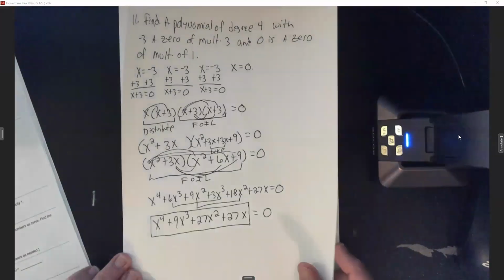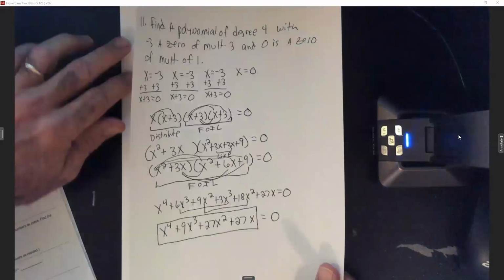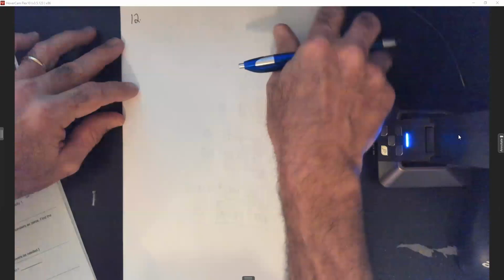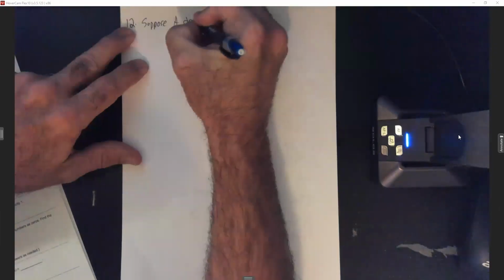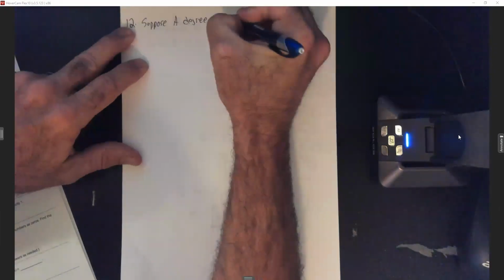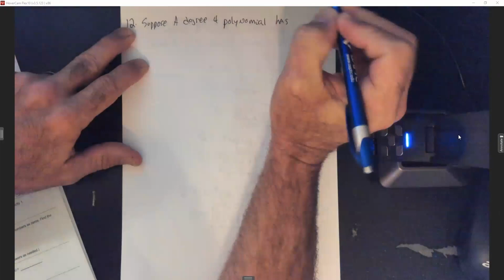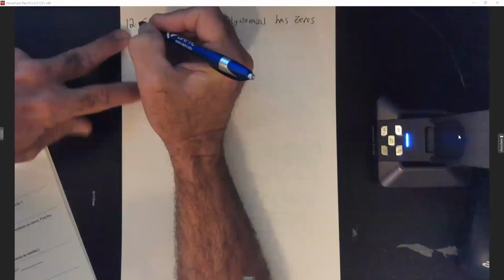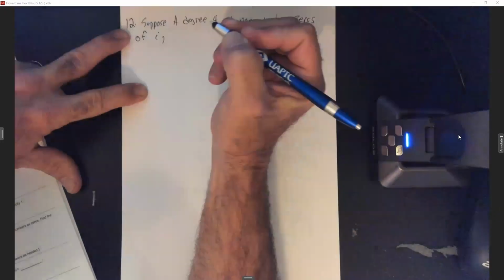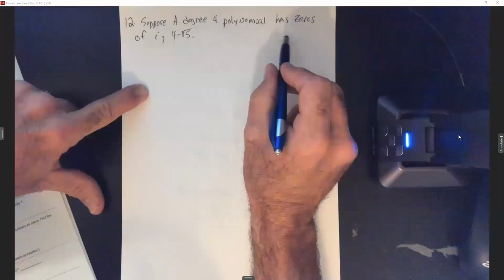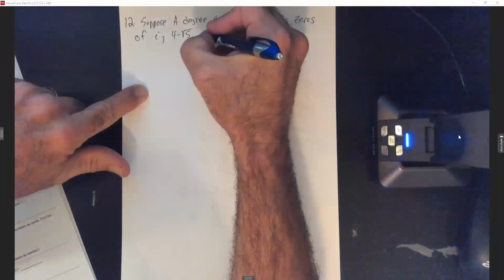All right, y'all, number 12 is not as bad. So let's see what they want us to do on 12. So 12 says, suppose a degree 4 polynomial has zeros of, let's see, I got an i and a 4 minus the square root of 5. So a degree 4 polynomial has these zeros. Find the other zeros.